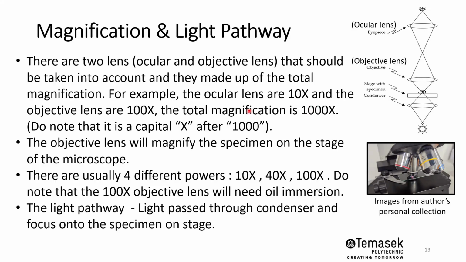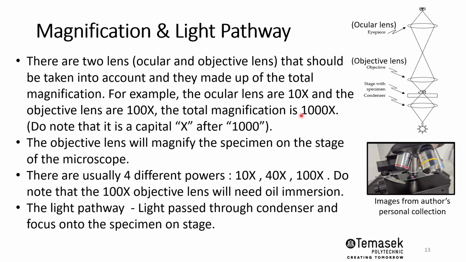The objective lens is available in different flavors. It can be 10 times, 4 times, 20 times, 40 times, or up to 100 times. If you want to determine the total magnification, you should take the ocular lens magnification together with the objective lens magnification. So this will be 100 times 10. This will be 1000 times magnification.